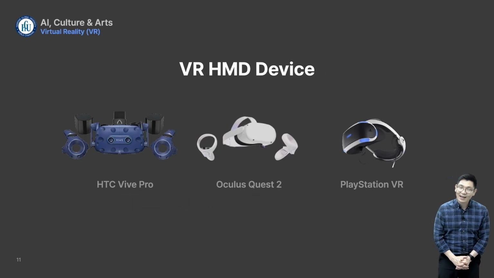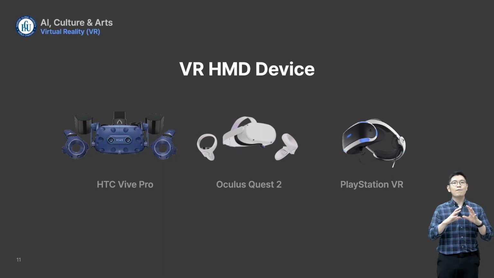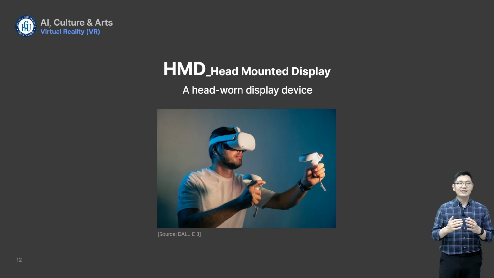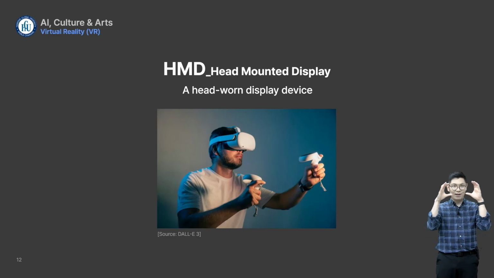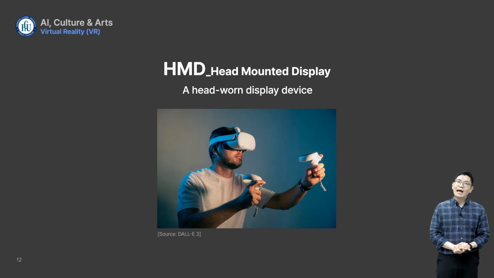Finally, we are seeing VR in its more familiar form. The three VR devices shown on the screen, HTC Vive Pro, Oculus Quest 2, and PlayStation VR, are well-known examples. These devices are known as HMDs. As you can see, HMD stands for head-mounted display, which is a head-worn display device. Now, let's review how to use them in a VR environment.